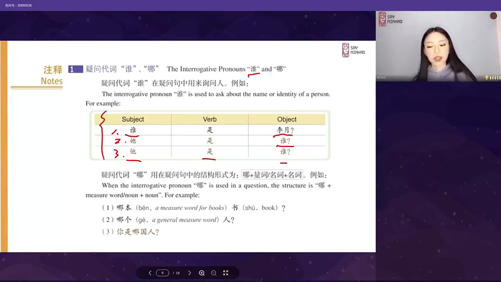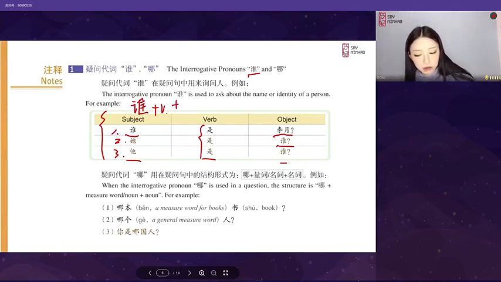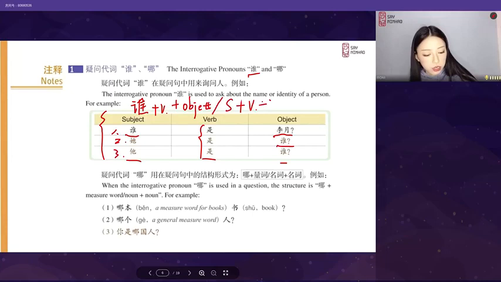谁 questions, okay? We can see the structure is 谁, which means who, plus a verb. Verb, it is usually 是, right? 是, plus a verb and plus a object for it. Object for the verb. Or another structure is the subject plus a verb plus 谁. Okay, this is the two structures for this 谁 sentences, 谁 questions.